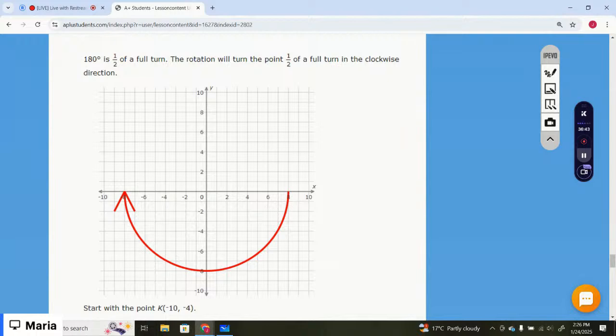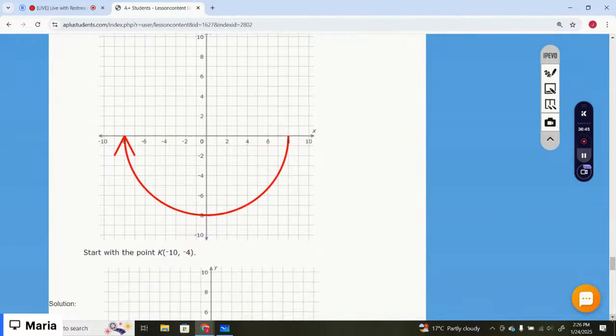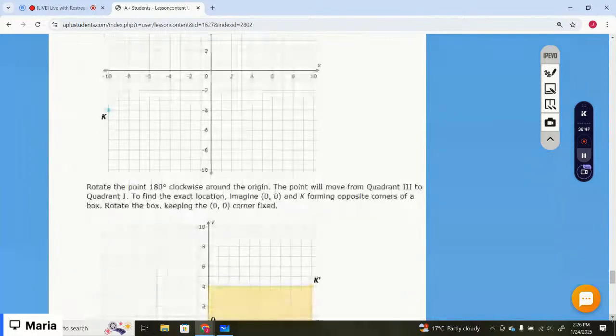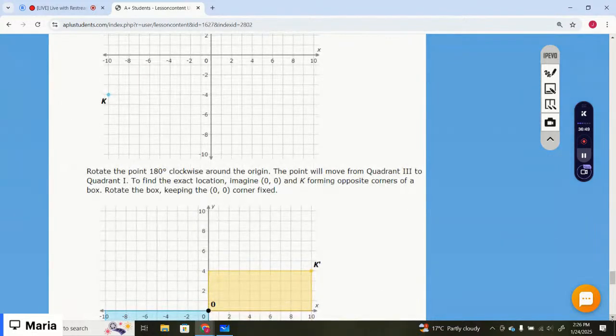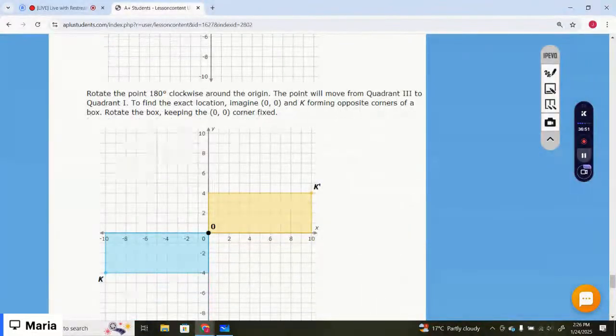Start with a point -10 and -4. Rotate the point 180 degree clockwise around the origin. The point will move from quadrant 3 to quadrant 1. To find the exact location, imagine 0, 0 and K forming opposite corners of a box. Rotate the box keeping the 0, 0 corner fixed.